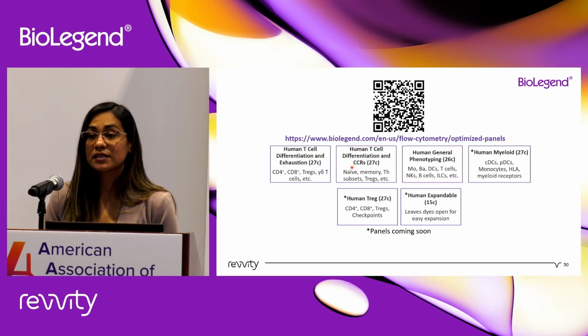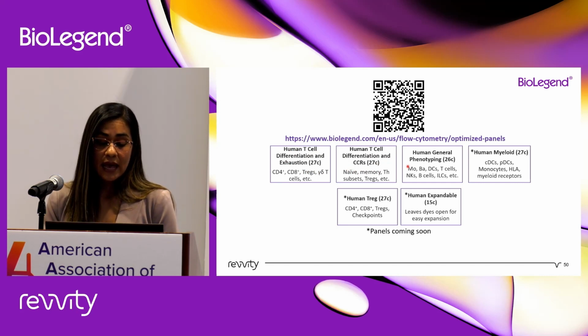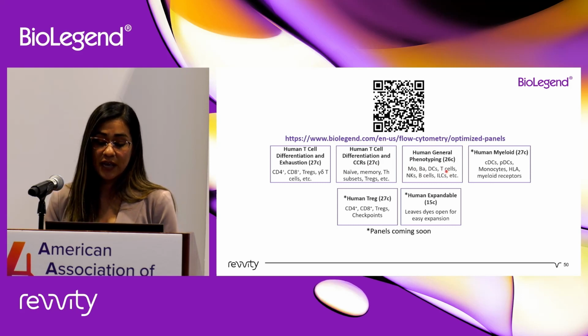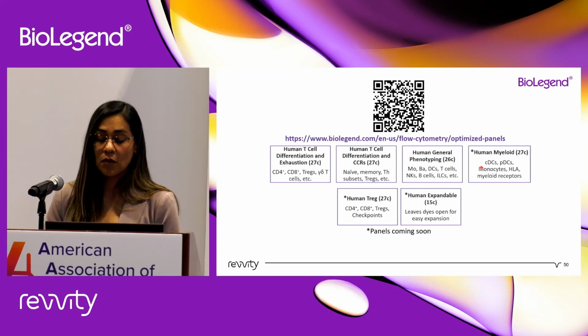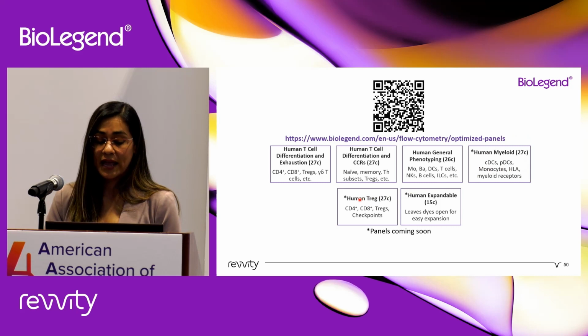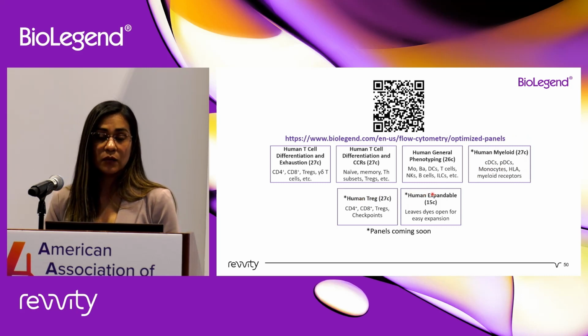Both are the 27 colors panels. We have the human general phenotyping panel that we just built together today. And we have 3 more panels that are coming soon. One is the human myeloid panel, 27 colors, the human Tregs, and the expandable panel. Maybe this expandable panel will be useful for your research also, as it leaves the door open for an easy expansion.